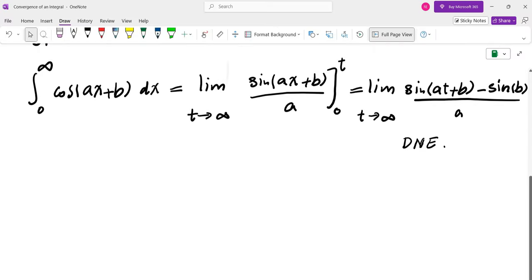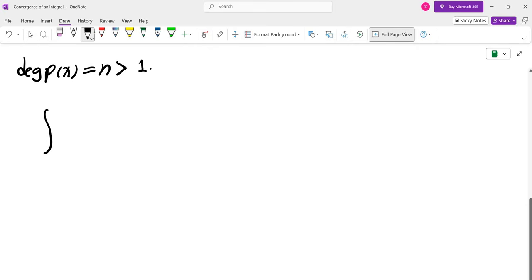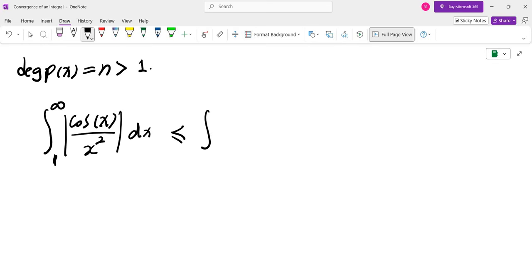Now what happens if the degree is more than 1? So let's say the degree of p of x is equal to n, and this is more than 1. So here's the technique we're going to use to solve this problem. If we use integration by parts, we would be able to bring the polynomial to the denominator, and any integral of this form, something like cosine of x over x squared, would converge. Why? I can't start from 0 because I have a 0 in the denominator, so I can start from 1 to infinity. This would converge because if I put the absolute value inside, this would be less than the integral from 1 to infinity of 1 over x squared dx, which converges by the p-test.